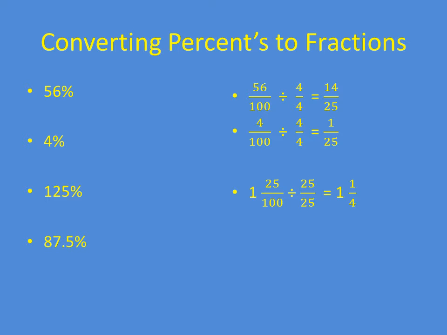Here I have 87.5%. When I move that decimal 2 spaces to the left, I get 875 thousandths. So in this case, I would divide by the common factor, which would be 125, and then I get 7/8.